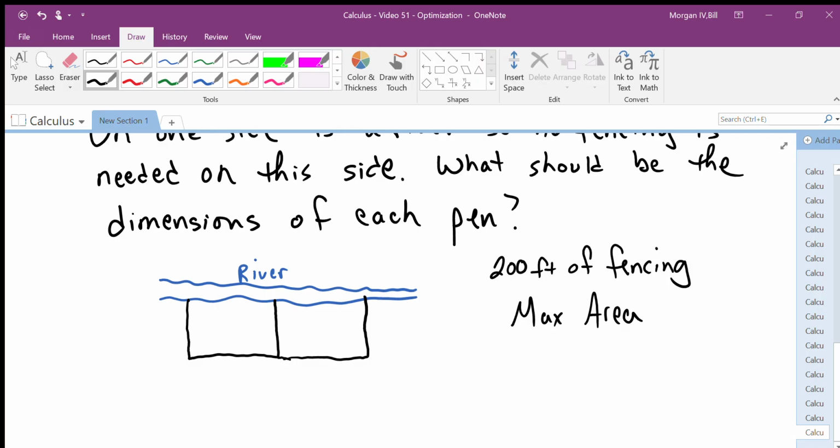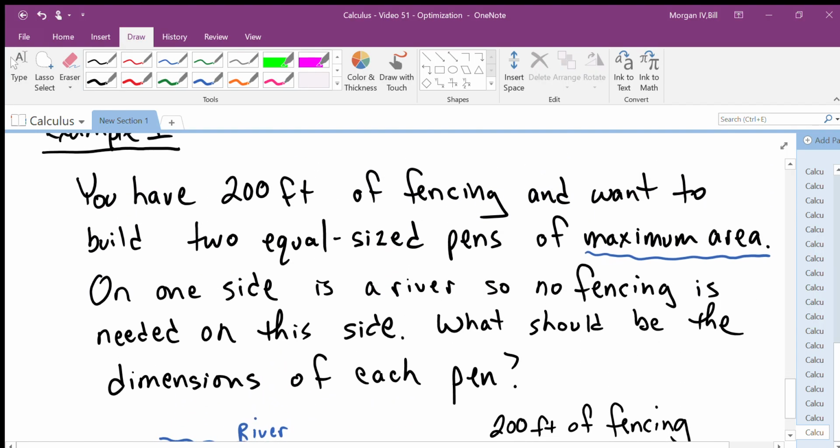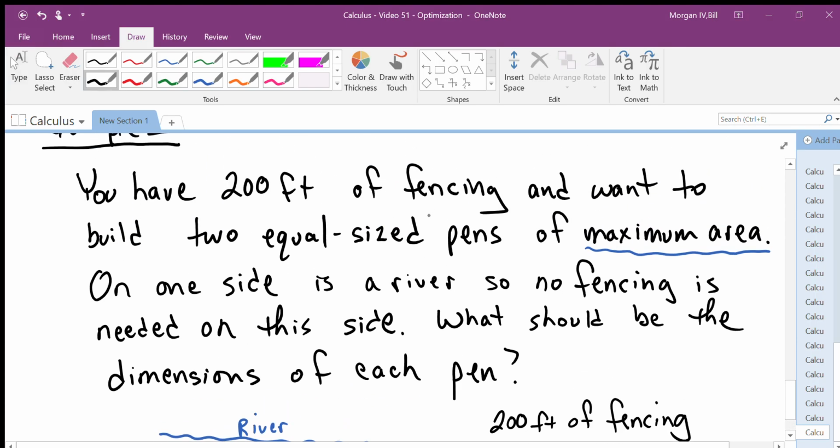All right, I think labeling these things, creating variables for them is probably the best step next. So I should have said this. I did not in my problem. These should be rectangular pens. I'm going to add that into my problem because, I mean, we could have made circular pens or semicircles or something like that. I needed to say in here rectangular. That's my fault. Okay, we would like to build 2 equal-sized rectangular pens of maximum area. So I have drawn rectangular pens.